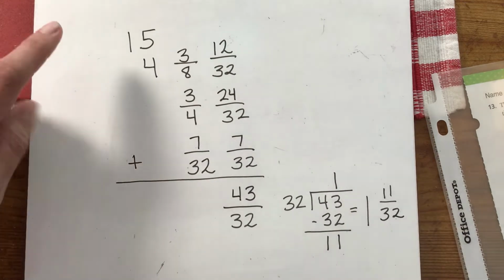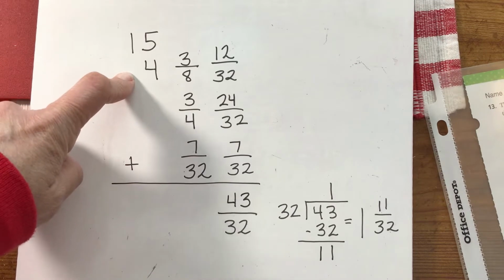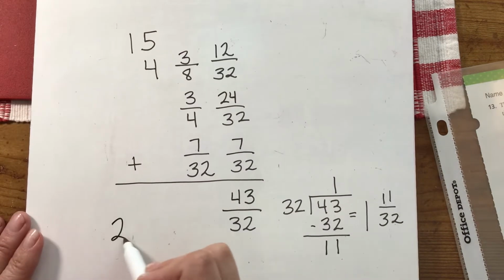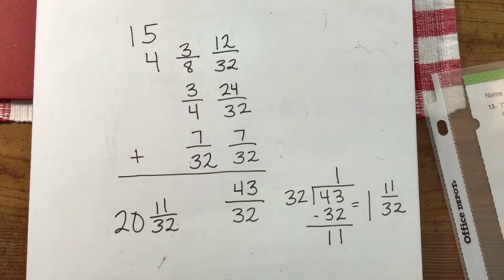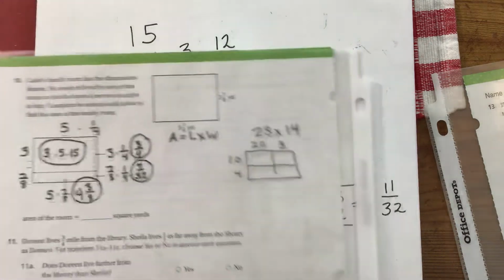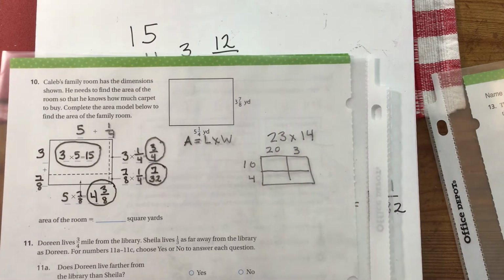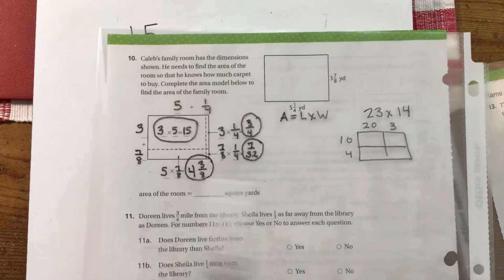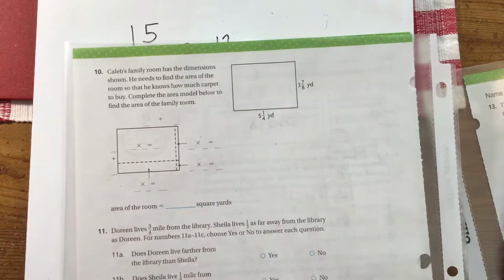But hang on, don't forget, you have whole numbers over here. So if I add 15 plus 4, I get 19. 19 plus this whole guy over here, your answer is going to be 20 and 11 over 32. That was a really long way of trying to figure out the answer to that problem. Again, if you just multiplied 5 1/4 times 3 7/8, you should have gotten the same answer. They just want you to see this visually. In case you get stuck and you want to do an area model, they just want you to use that method if that works for you. Okay, let's go on to the next one.